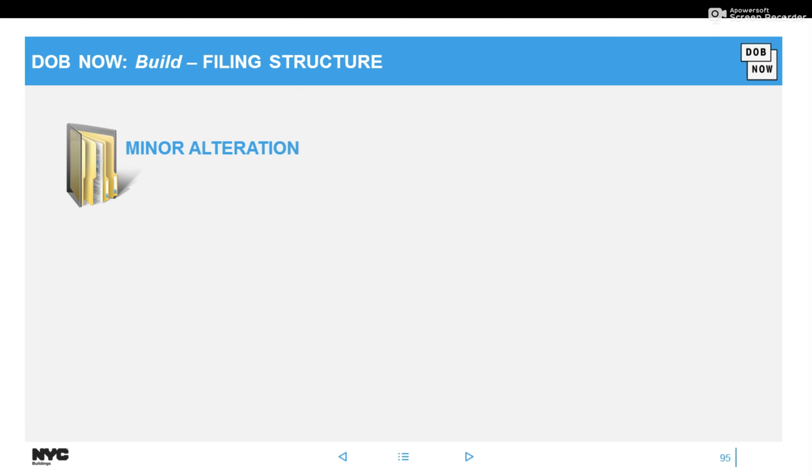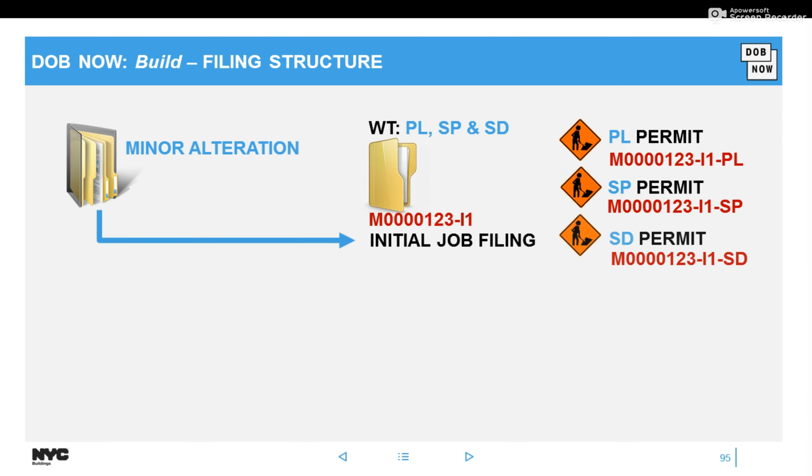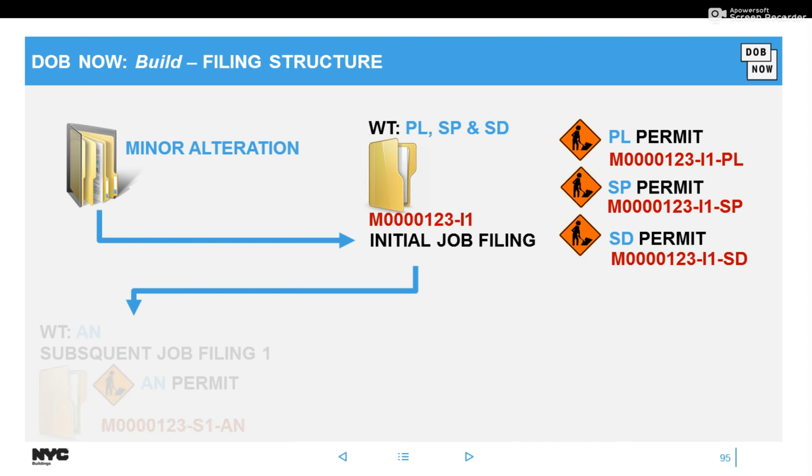I have a little process flow here to also show the new abbreviations at the end of the work permit and how it looks. So here I did plumbing, sprinkler, standpipe as my initial job filing. I received 3 separate permits. Those permits ended in PL, SP, SD.